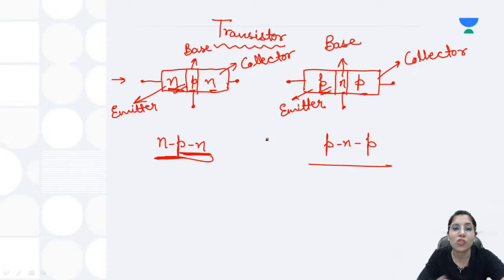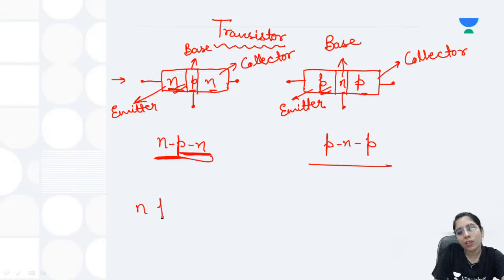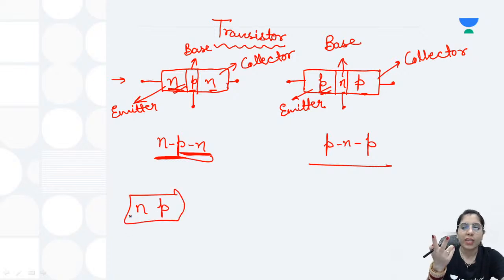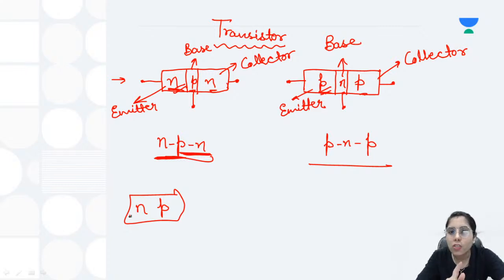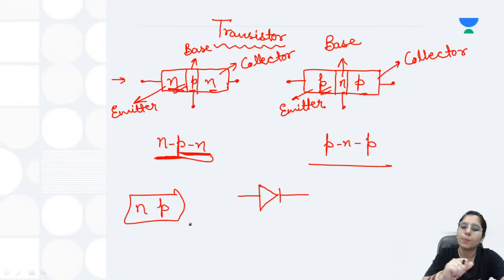What type of connections? If you connect N-type semiconductor with P-type, that is N and P-type, it forms a diode. When it forms a diode, you may be familiar with the symbol representation of the diode. In this case, you can say that this is the positive side and this is the negative side.